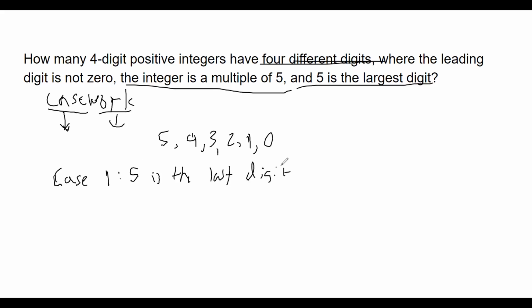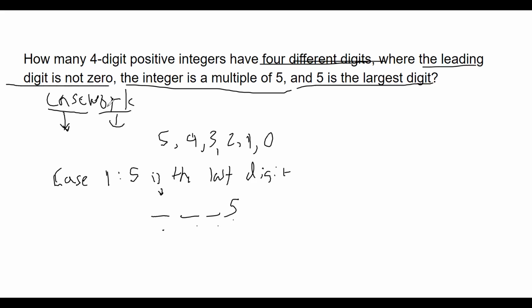If this is the case, then our number is just three digits and then a 5. First, we know that none of these 3 digits can be a 5 because 5 is already used in the last spot. And next, we know that 0 can't be in the first spot because the leading digit is not 0.